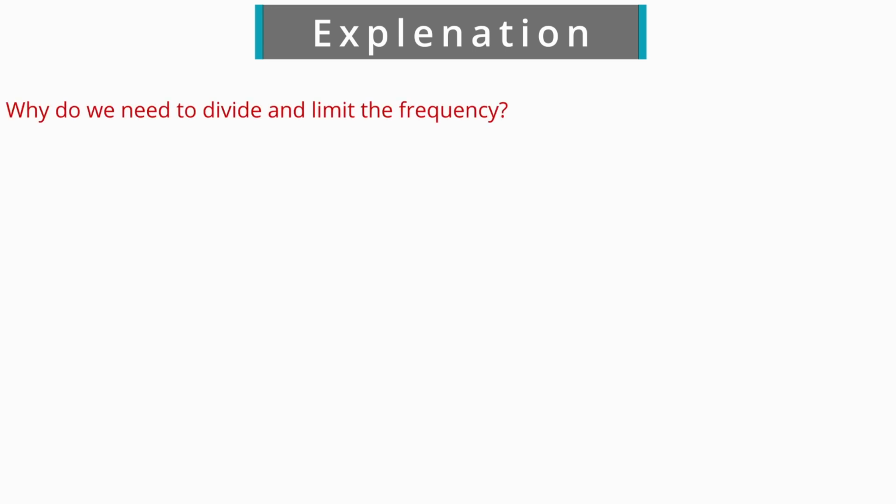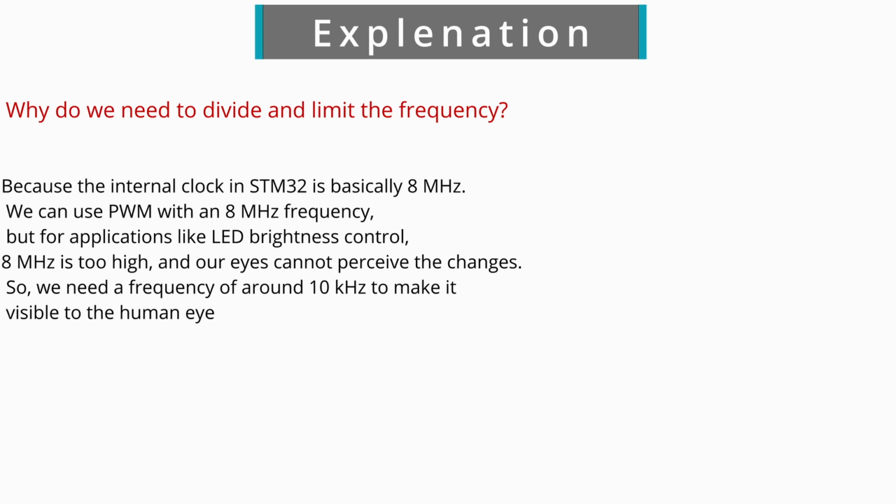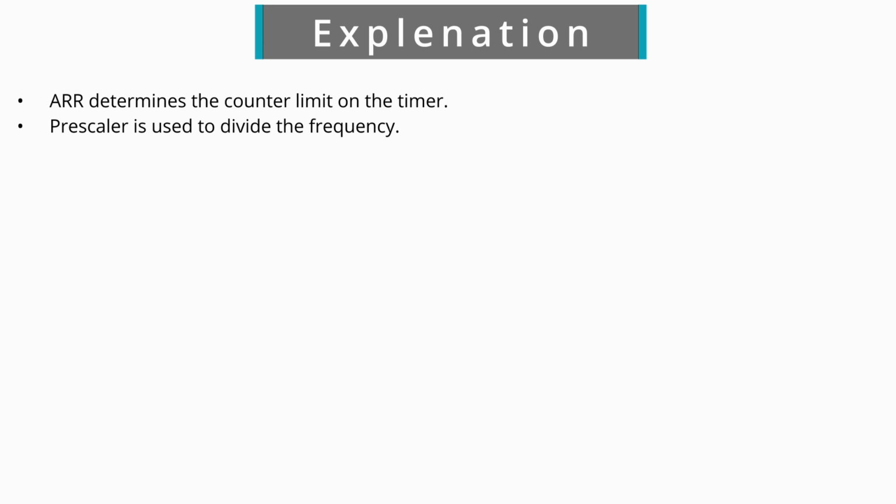So why do we need to define and limit the frequency? Because the internal clock in STM32 is basically 8 MHz. We can use PWM with 8 MHz frequency, but for an application like LED brightness control, 8 MHz is too high and our eyes cannot perceive the change. So we need a frequency around 10 kilohertz to make it visible to human eyes. This is where these two parameters above work, to divide the frequency to the desired value.